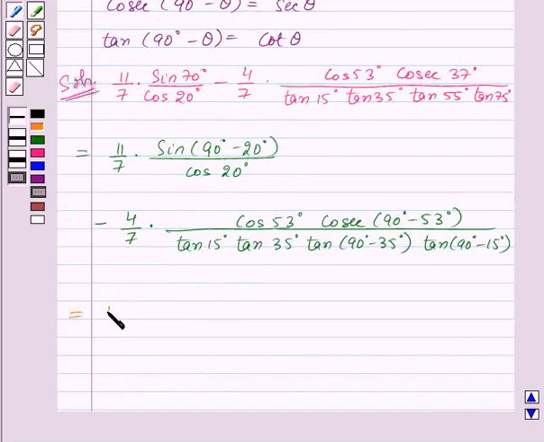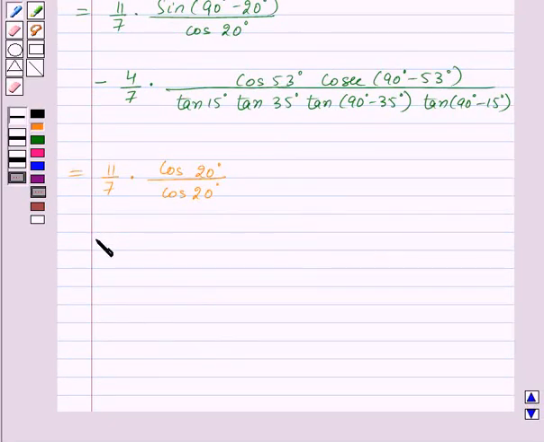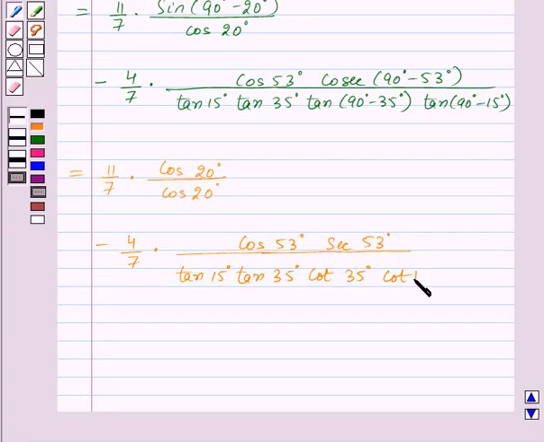So this will be equal to 11 upon 7 into cos 20 degrees upon cos 20 degrees. Here we know that sine 90 degrees minus theta is equal to cos theta, as we have done in the key idea. So here we get sine 90 degrees minus 20 degrees is equal to cos 20 degrees minus 4 by 7 into cos 53 degrees into secant 53 degrees, because cosecant 90 degrees minus theta is equal to secant theta, upon tan 15 degrees into tan 35 degrees into cot 35 degrees into cot 15 degrees, because tan 90 degrees minus theta is equal to cot theta.